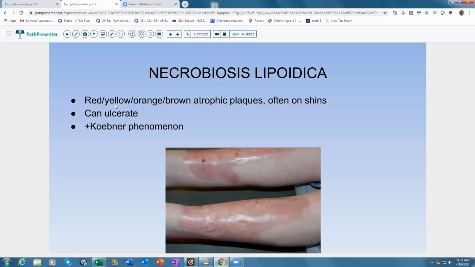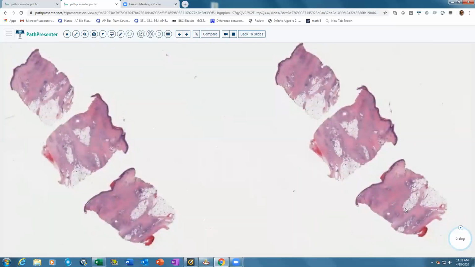So these usually present as red, yellow, orange, or brown atrophic plaques, often on the shins. They can be associated with diabetes mellitus, but every patient with diabetes is not going to develop NLD. And this pattern of inflammation that we saw here comes under the palisaded granuloma pattern actually.